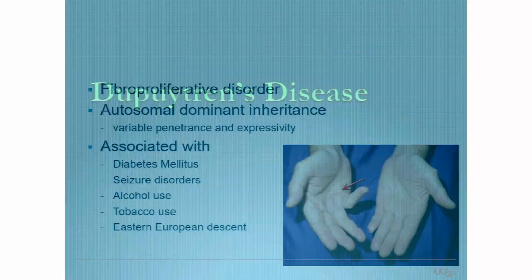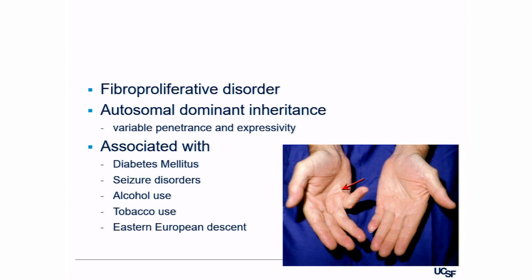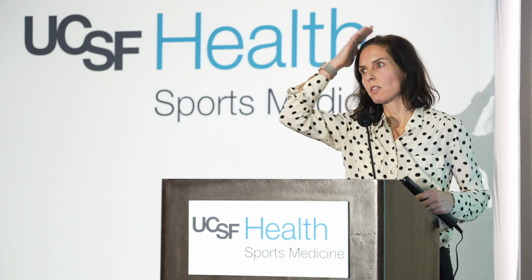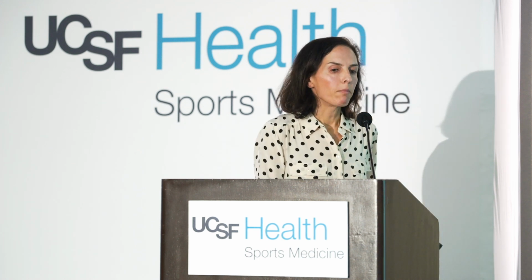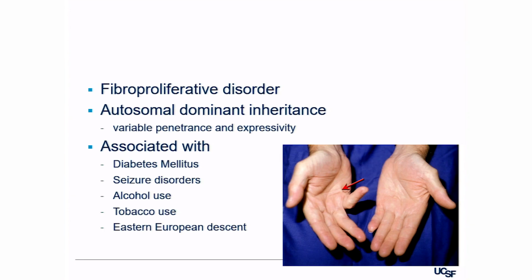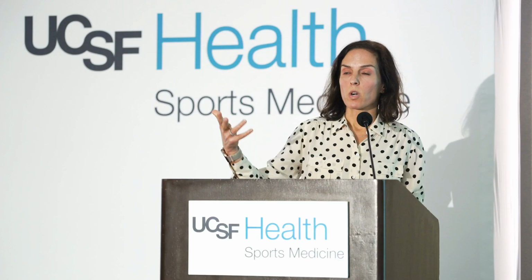Dupuytren's. So how many people in the room have seen Dupuytren's? So a lot of you have, yeah. It's autosomal dominant, variable penetrance. Causes, we don't really know why. We certainly know that there's a genetic predisposition. We know that if you have somebody in your family that has it, if you have multiple people in your family, the likelihood of you having it is worse.